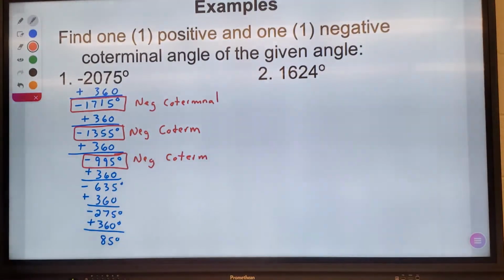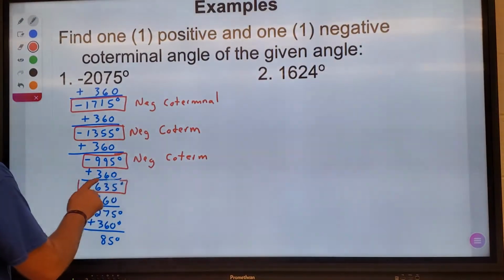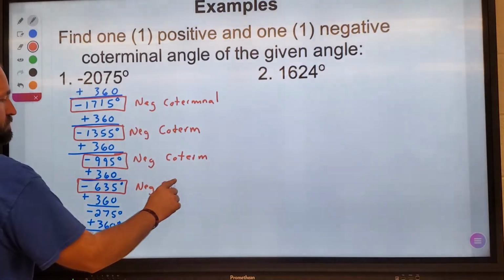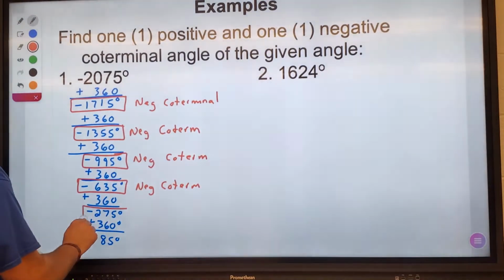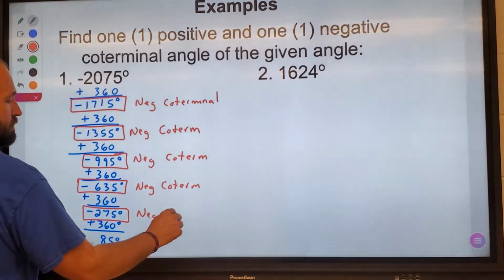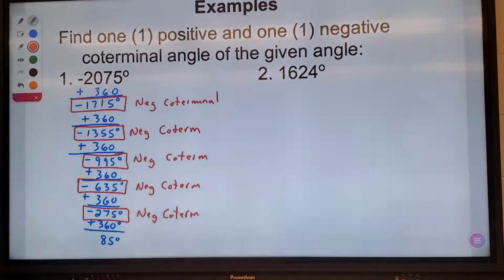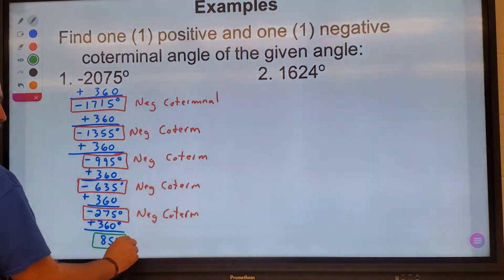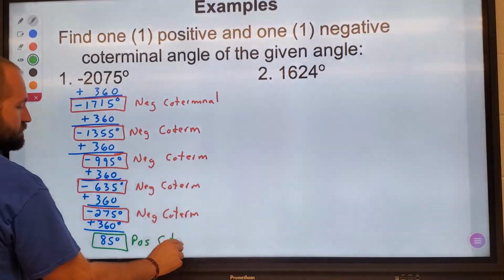Okay, you only need to identify one of these. I added 360 again, I got another negative coterminal angle. When I add 360 again, I got another negative coterminal angle. Okay. And then when I added 360 again, I finally ended up with a positive coterminal angle.